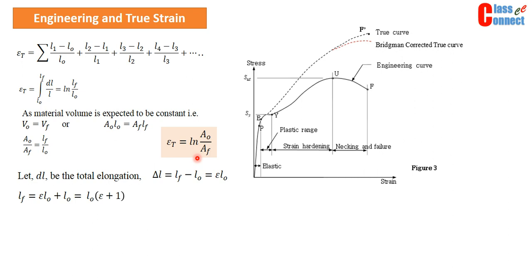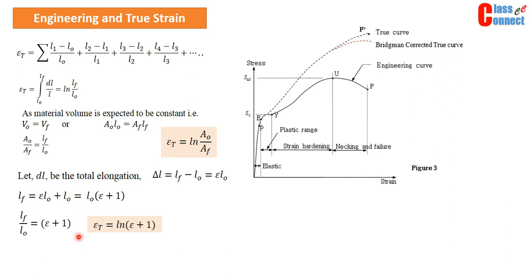Now we need to find out what is the relation between the true strain and this engineering strain. So for that I need to convert this L_f over L_0 into engineering strain. So we consider the expression for engineering strain, which gives us L_f minus L_0 is equal to epsilon L_0, and finally we get L_f is equal to L_0 (epsilon plus 1). So this gives us L_f over L_0 is equal to epsilon plus 1.